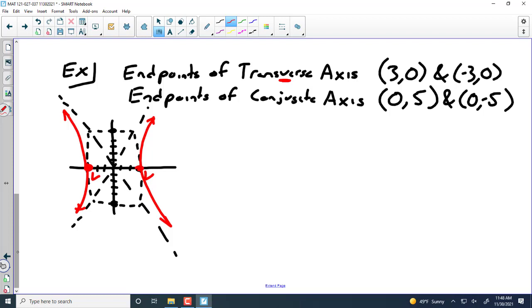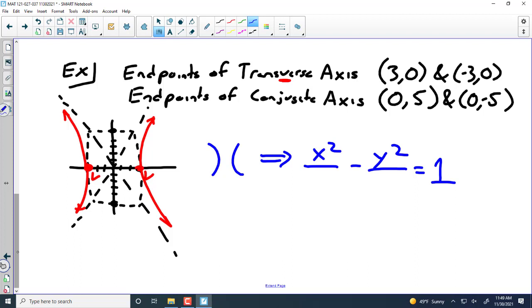Which comes first, x squared or y squared, when I write my equation? X squared comes first because this one opens like this, which means it's going to be x squared over a number minus y squared over a number equals 1. I figured out which way it opened, and that's how I know which comes first, x squared or y squared.